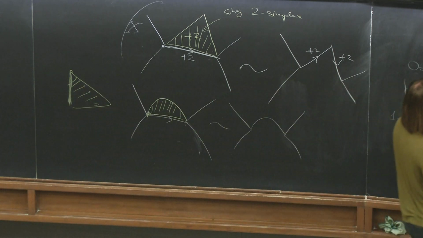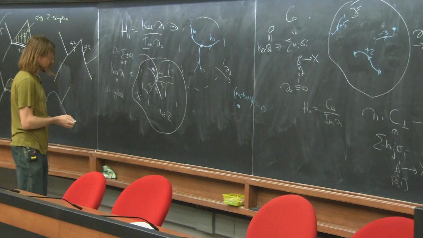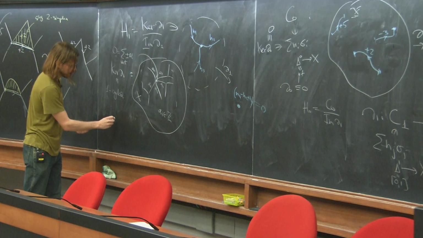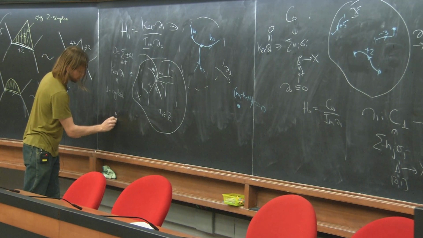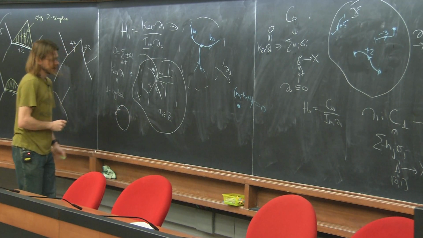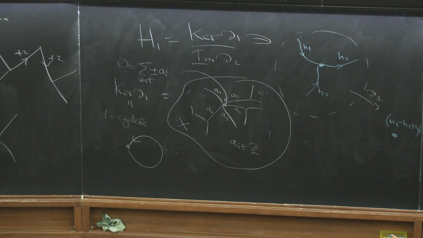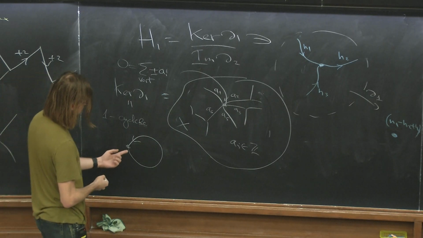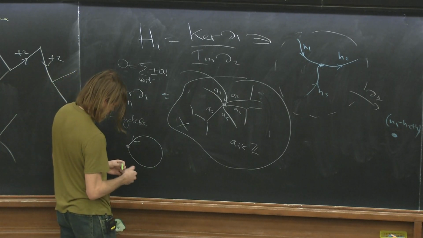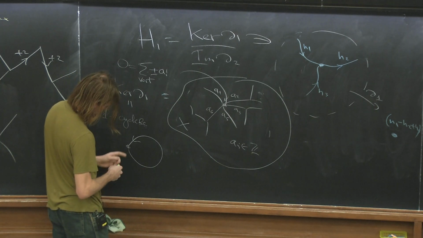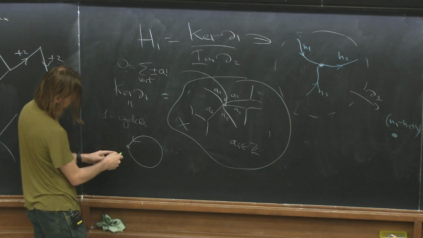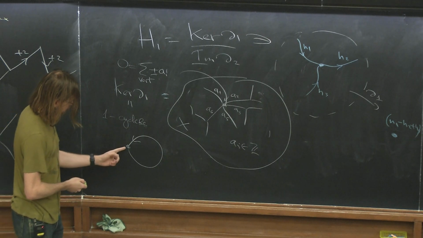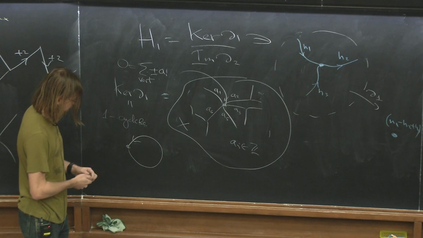And a very simple example of an element in the kernel of D1, namely a very simple example of a one-cycle, is just to consider a singular one-simplex, so that yes, the boundaries of the interval are mapped to the same point.